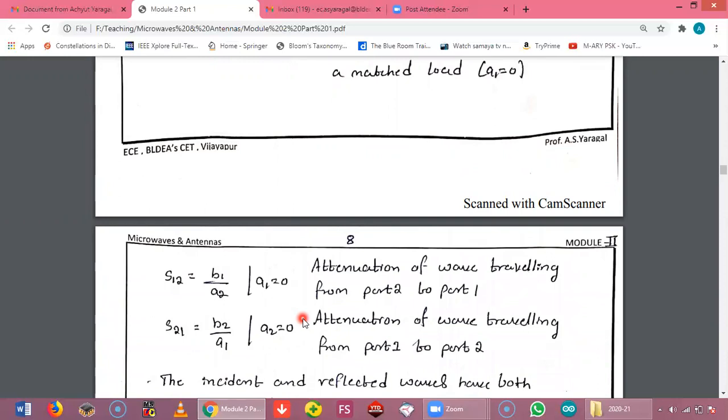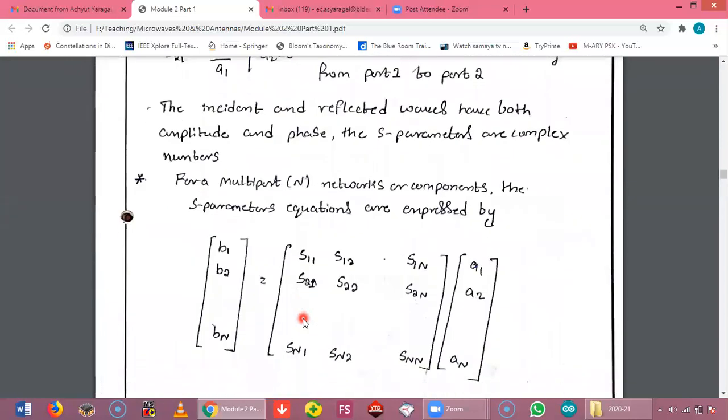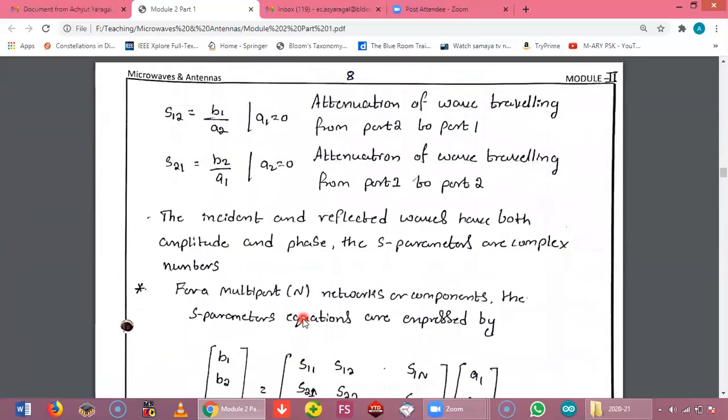the attenuation that we are going to achieve in the transmission of a wave from port 1 to port 2 or from port 2 to port 1. So these are the four S parameters we have. These incident and reflected waves have both amplitude and phase, so these parameters are complex numbers.